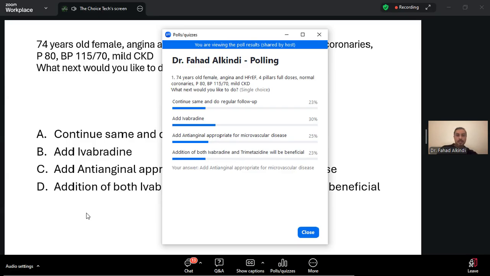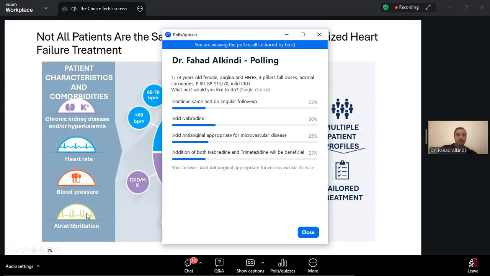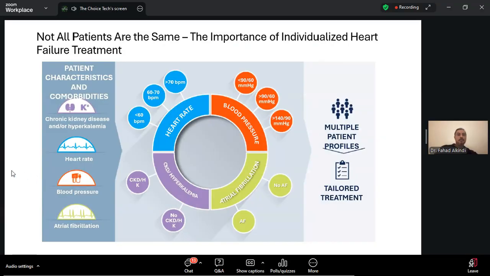So the majority answered to add ivabradine, which I agree with, and we'll see why. It's very important when we deal with patients that we don't look at them the same. We have to tailor the treatment according to the patient's profile. It's very important to look at the heart rate and the blood pressure of the patient, and to look at the rhythm. Is he in AFib or in sinus rhythm? And of course, to look at the other comorbidities and tailor the management according to that.